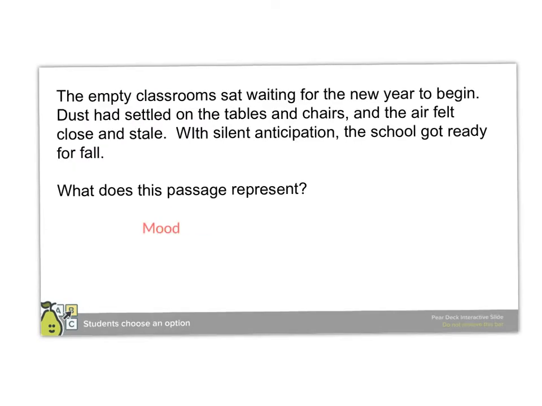In this passage, we have a real detailed description of the setting. The empty classroom sat waiting for the new year to begin. Dust had settled on the tables and chairs. The air felt close and stale. With silent anticipation, the school got ready for fall. This represents mood because we're understanding that this is an empty classroom. It's kind of sad. It kind of has a forlorn, empty feel to it. So the author is creating a sense of mood by developing the setting.